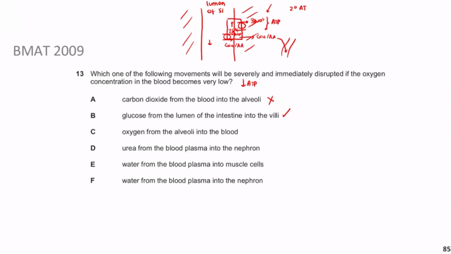So oxygen from the alveoli into the blood, that's just the same as A, but in the reverse direction, just simple diffusion. So it can't be this one. Urea from the blood plasma into the nephron. So yeah, urea from the blood plasma.